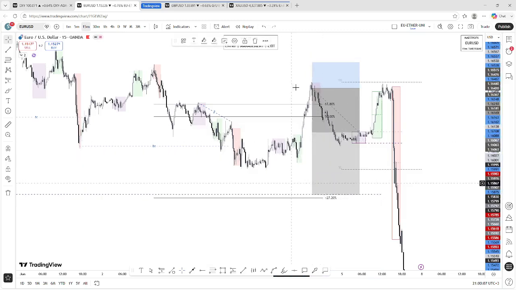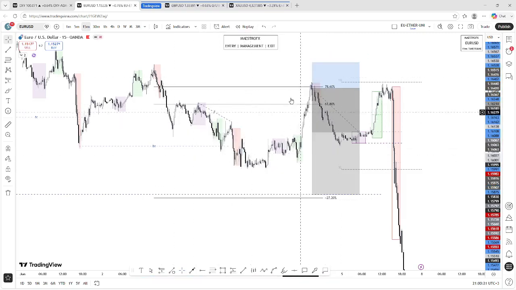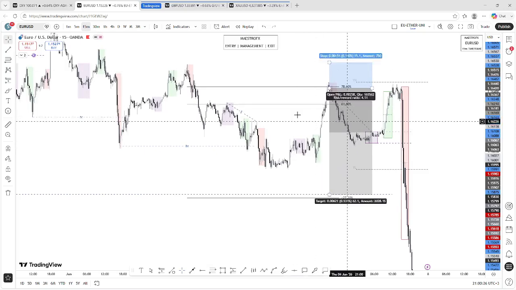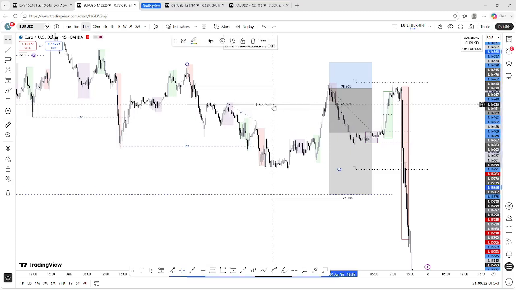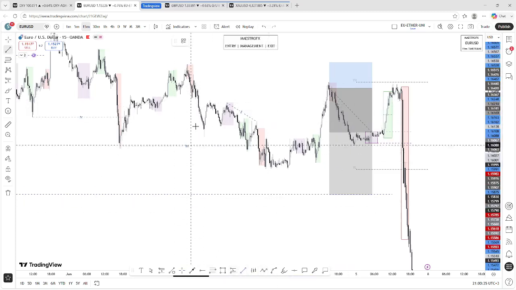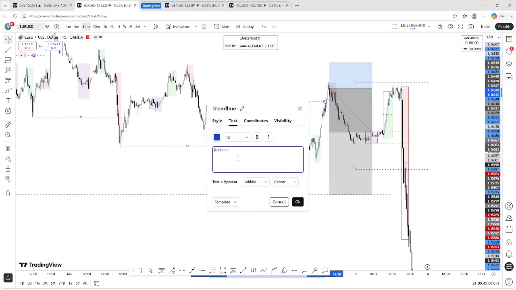You can see that the price corrected to, as usual, I don't really root for the 50 Fibonacci retracement. My retracement levels are either 61.8 or 78.6, and you can see that this time 78.6 is the level that held, and this internal liquidity was swept in order to catalyze that bearish move.